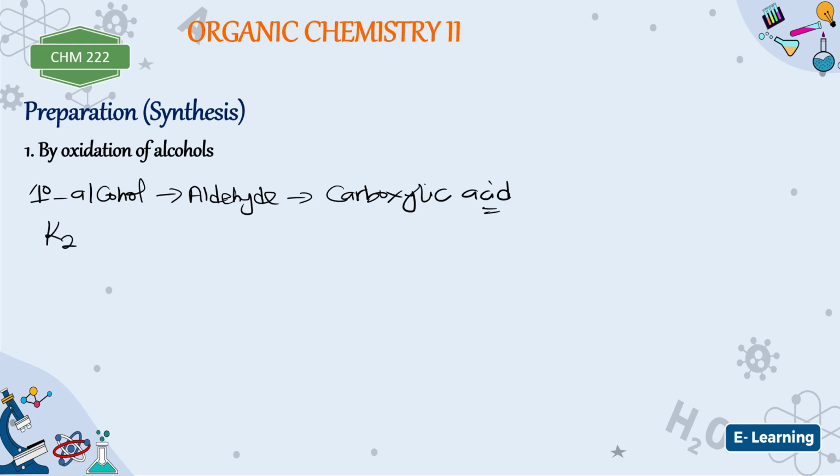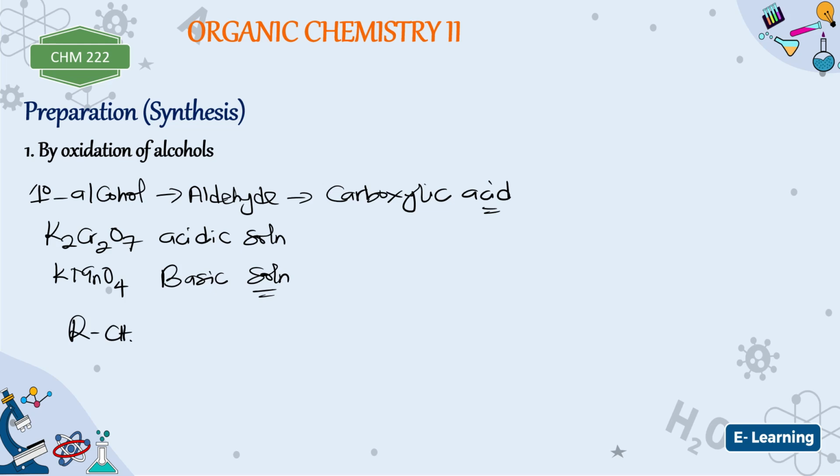Now, what oxidizing agents can you use? You can use potassium dichromate, K2Cr2O7, which should be in acidic medium or acidic solution, or you can use potassium permanganate in basic solution. Any one of these will give us either an aldehyde or the corresponding carboxylic acid, depending on where you end the reaction. So if you have something like this, RCH2OH, this is a primary alcohol, which I can also indicate with 1 degree alcohol. 1 degree alcohol means primary alcohol.